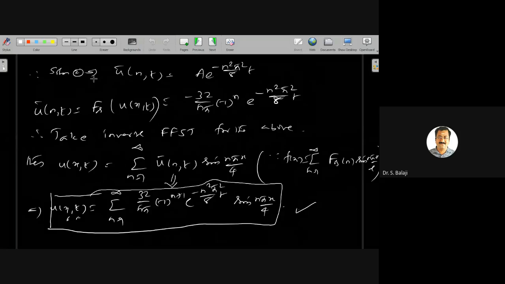Therefore, the already obtained solution, equation 2, becomes u bar n comma t equal to a e power minus n square pi square by 8 into t. Now you have obtained a also. A is minus 32 by n pi into minus 1 whole power n. So you obtained u bar of n comma t, which is nothing but the Fourier sine transform of u of x comma t. That is equal to minus 32 by n pi into minus 1 power n into e power minus n square pi square by 8 t. Correct?